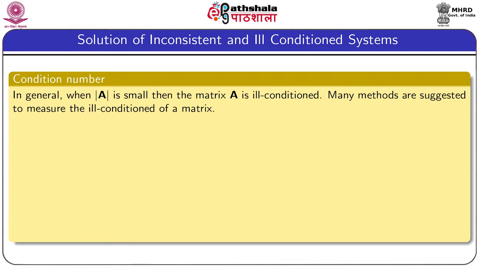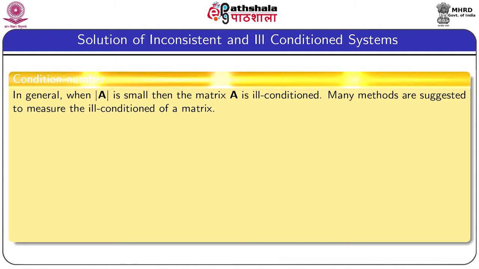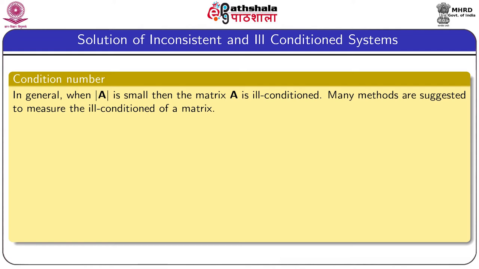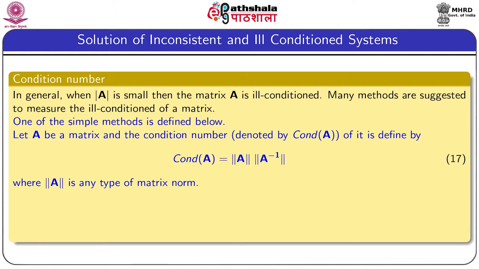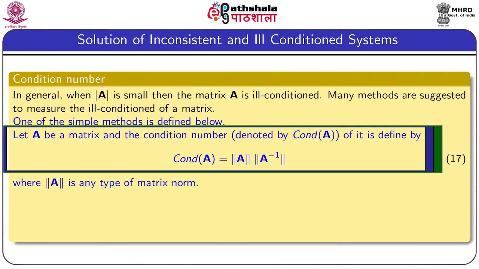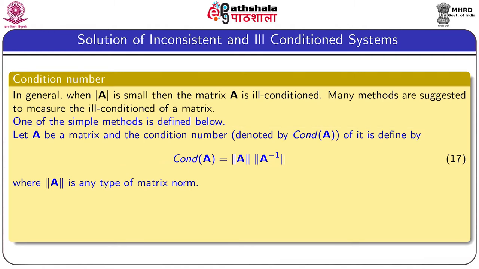The condition number is a parameter to identify whether a given system of equations or the corresponding matrix is well conditioned or ill conditioned. In general, when the determinant of the coefficient matrix is small, then the matrix A is ill conditioned. Many parameters are suggested or defined to measure the ill condition of a matrix. One of the simple methods is defined below. Let A be a matrix, and the condition number, denoted by cond A, is defined by cond A equal to norm of the matrix A times norm of the matrix A inverse.